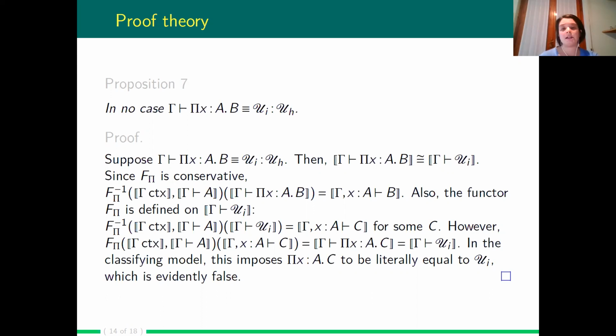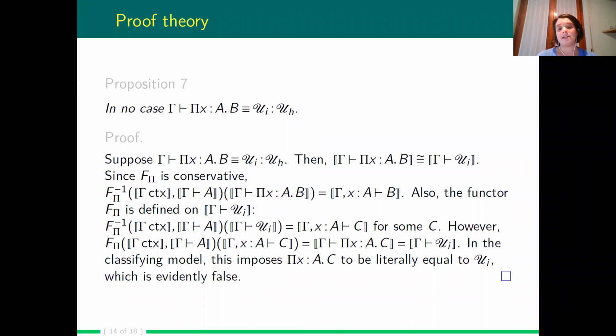And so we obtain that the functor F pi has to be defined on the interpretation of the universe. And applying its inverse, we obtain that F pi to the -1 applied to the interpretation of the universe has to be equal to the interpretation of a certain term in context C, with the context again gamma, x of type A.